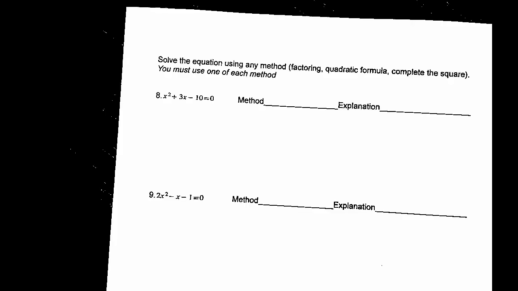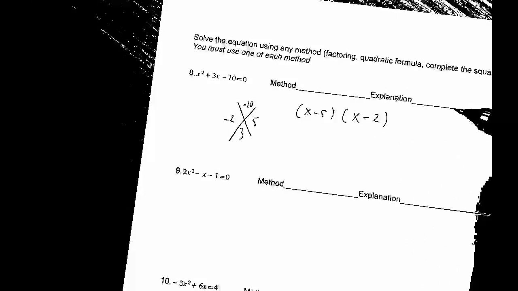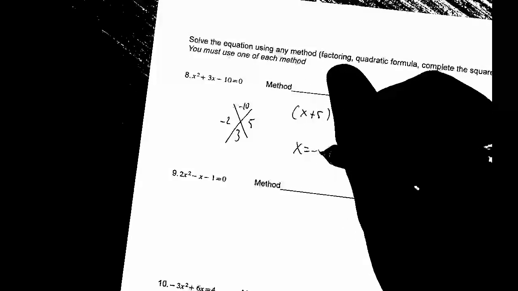So let's go ahead and start with factoring. I'm choosing factoring because this one is already set equal to 0, and I can find two numbers that multiply to get 10 and add to equal 3 pretty easily. That's going to be 5 and negative 2. So my factors are x plus 5 and x minus 2 equals 0. So your solutions are x equals negative 5 and x equals 2. My method was factoring.